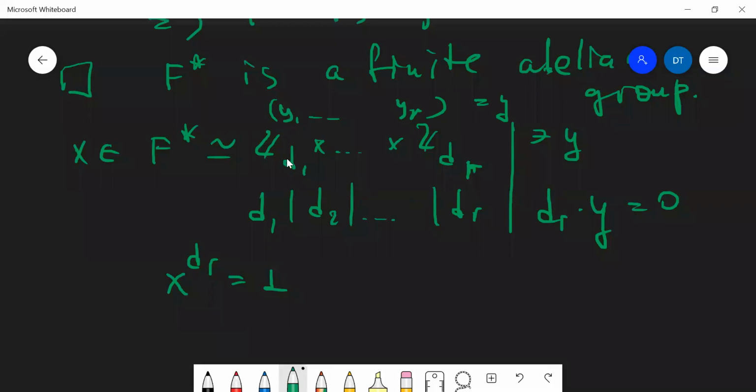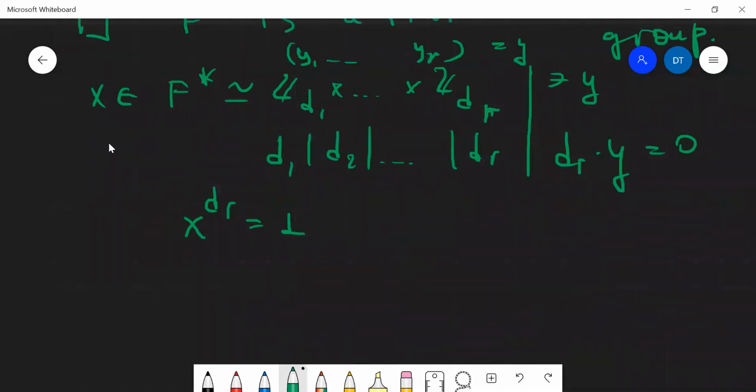And y1 is an element here. So if you multiply y1 by d1, you just get 0 by definition. But d1 divides dr, so dr is just d1 times something. If you multiply y1 by dr, you multiply it by d1 times something, so you will get 0 automatically. And it works exactly the same for all other coordinates. Okay, so this is how I use this assumption that d1 divides d2 divides d3.